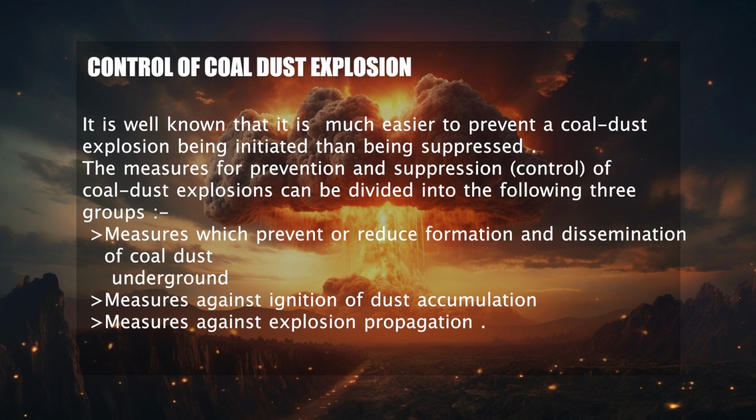The measures for preventing and suppressing, that is, control of coal dust explosion, can be divided into the following three groups. Measures which prevent or reduce formation and dissemination of coal dust underground, measures against ignition of coal dust accumulation, and measures against explosion progression. So, there are three groups that can be followed.